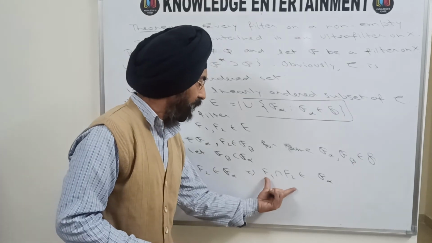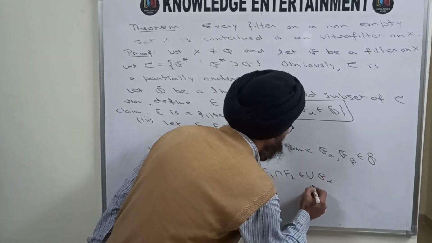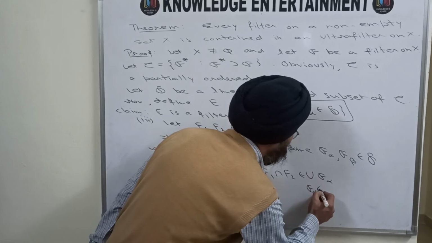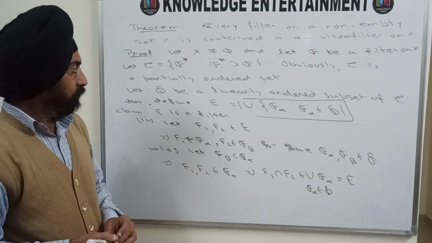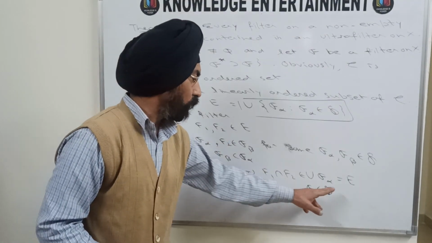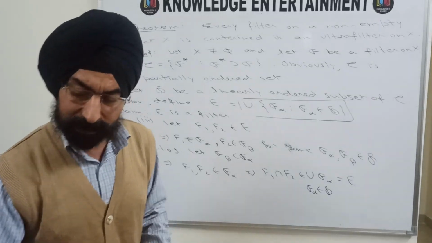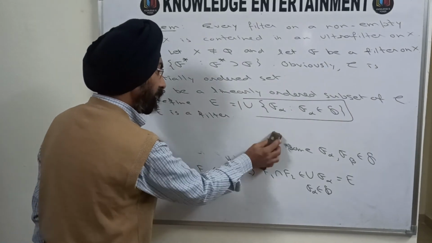So if F1 intersection F2 belongs to F alpha, definitely it will belong to the union of F alpha where F alpha belongs to D, and this is nothing but E. So if you take two members F1 and F2 from E, then F1 intersection F2 also belongs to E. So this is also proved. That means E is a filter.